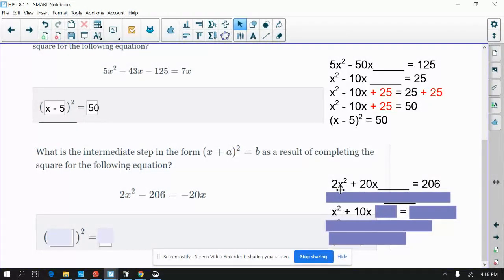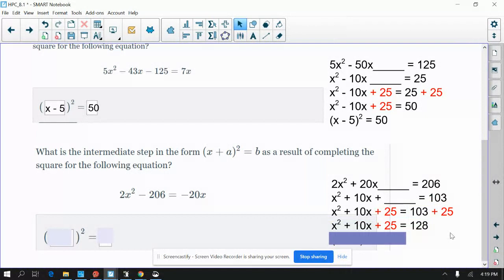So I'm going to divide everything by 2. That will make this 1x squared, that will make this 10x, and that will make this 103. Now I complete the square. I cut the b value in half and square it. So half of 10 is 5, and if I square 5, I get 25, keeping the balance. 103 plus 25 is 128. This factors into x plus 5 times x plus 5.